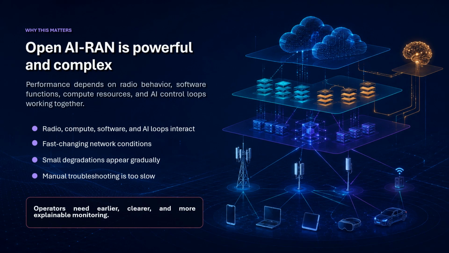In an OpenAI RAN environment, performance depends on many moving parts: radio conditions, software components, compute resources, scheduling decisions, and user mobility. A problem may not appear as a complete failure. It may start as small performance degradation, such as higher delay, lower throughput, unstable radio quality, or overloaded resources. Detecting these early requires more than static thresholds.